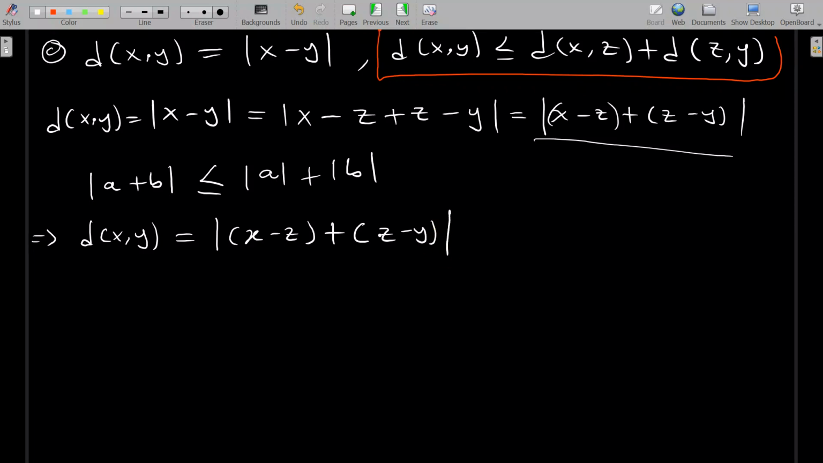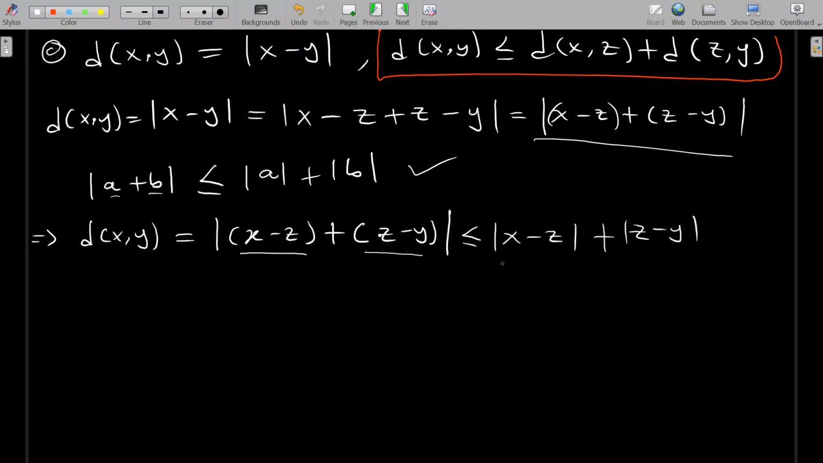Okay, now this whole thing can be treated as this a here, and this whole thing can be treated as this b, and they are separated by plus. So this means this is less than or equal to absolute of x minus z as our first a plus absolute of z minus y as our second b. Okay, so this is following this property.